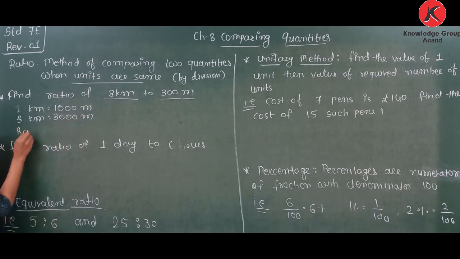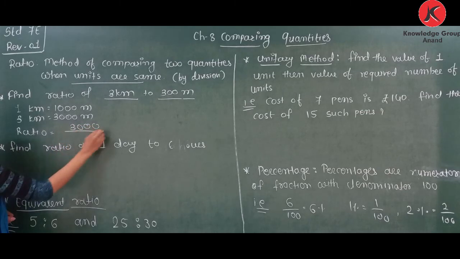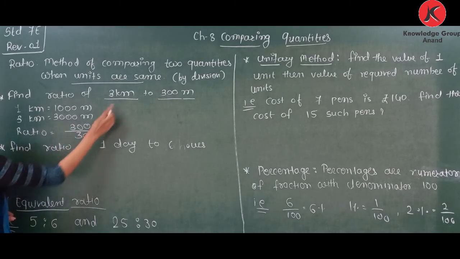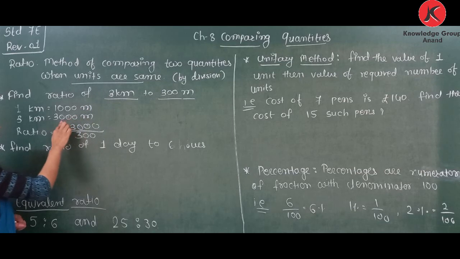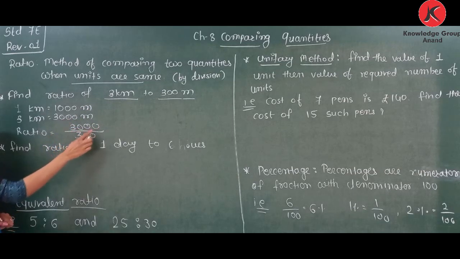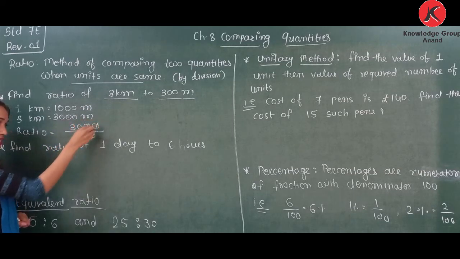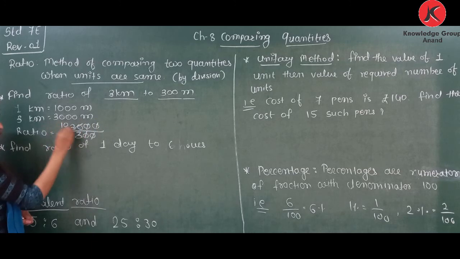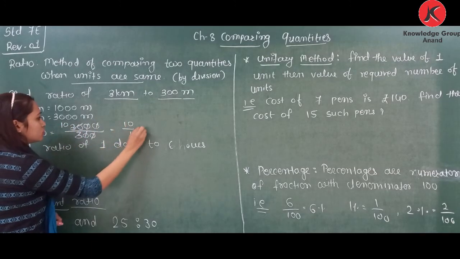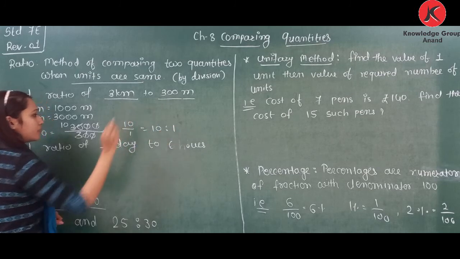Now the ratio will be what? 3000 divided by 300. 3 kilometer is equal to 3000 meters, so we write 3000 divided by 300. We can cancel this 0. 3 tens are, so it is 10 by 1. So it is 10 is to 1.